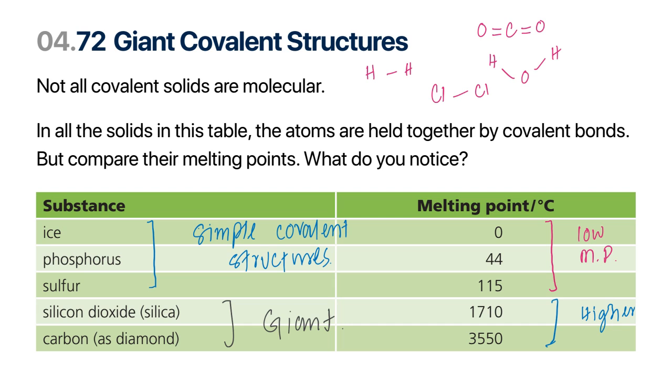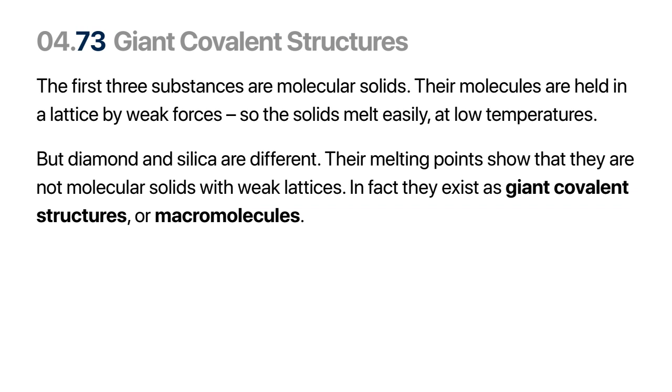Now, if you change the state of water, it's still H2O. It's just that attraction between the particles that has gone if it changes state from, let's say, solid to a liquid or liquid to a gas, right? Let's continue and take a closer look at carbon and silicon, why their melting points are so high. Just to reiterate before we move on, melting points of silica and diamond show that they are not molecular solids with weak lattices. In fact, they exist as giant covalent structures, or you call them macromolecules.